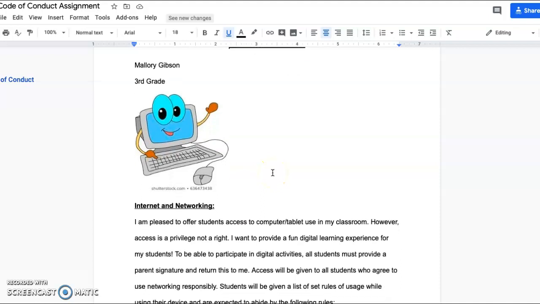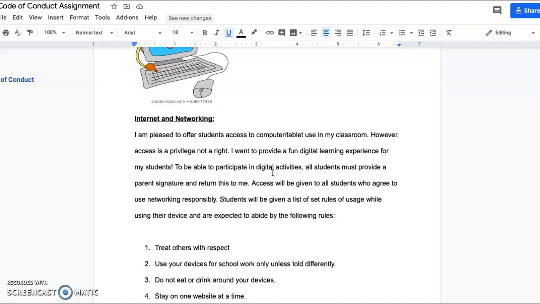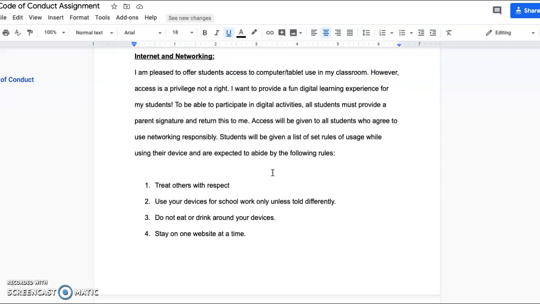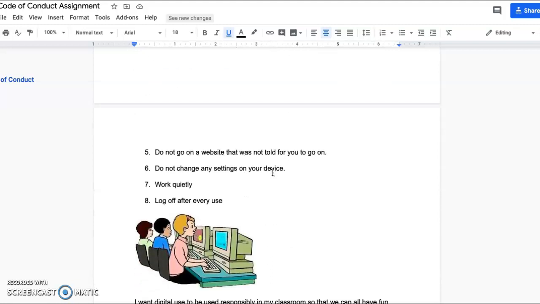I did my code of conduct, and the internet and networking paragraph here is geared more towards parents, and then also it would be something that I would read to my class and definitely explain further to them and have them ask questions. But I think this is very important for students to understand, just digital safety and etiquette to use. And here are the list of rules that I have for using computers in my classroom.